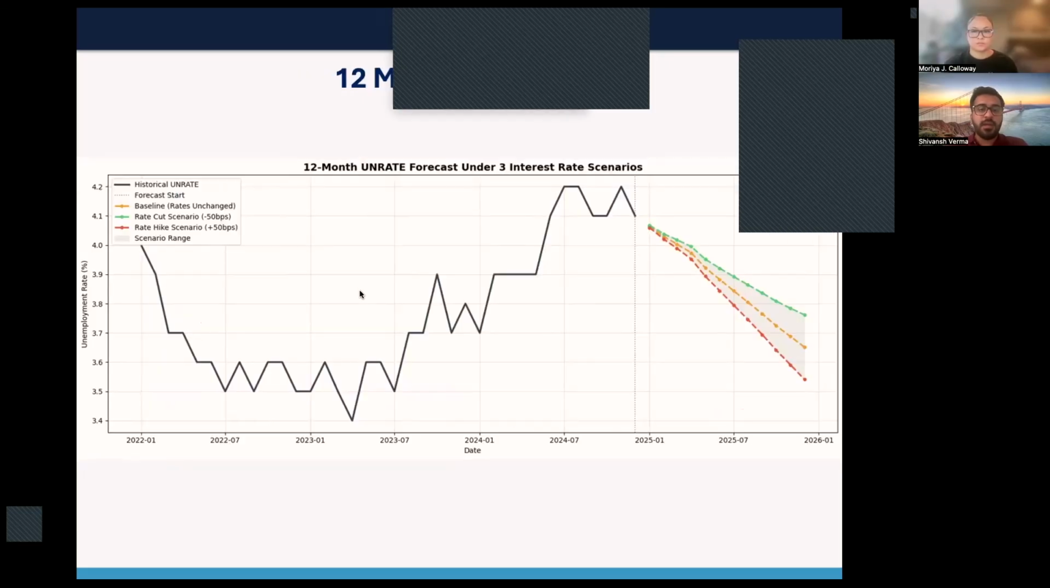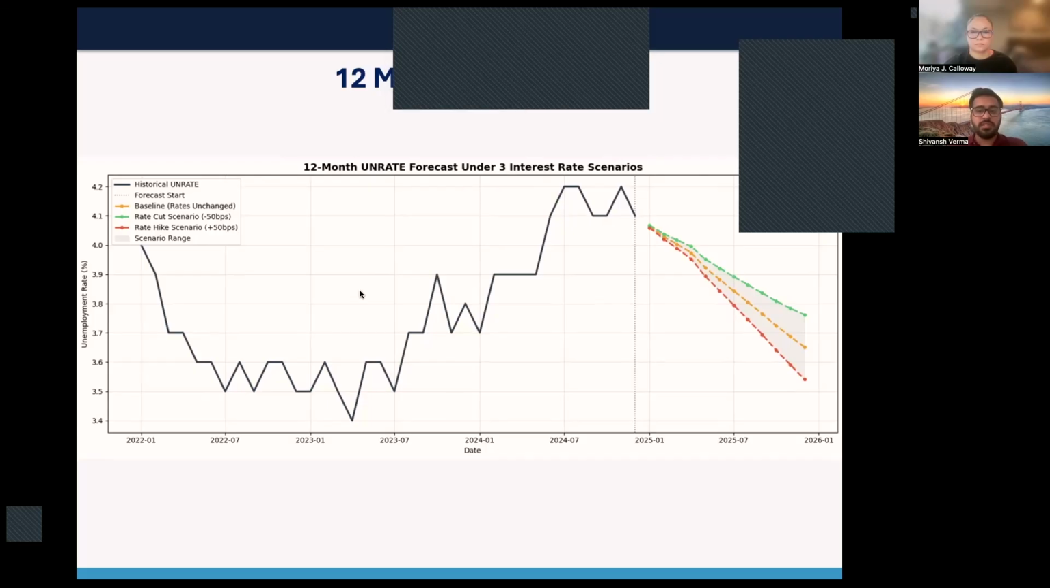Next. Slide 13. So this is our 12-month scenario forecast. This brings us to the forward-looking piece, the 12-month scenario forecast running from January to December of 2025. The model uses a recursive approach where each month's predicted unemployment feeds back into the next month's lag input.